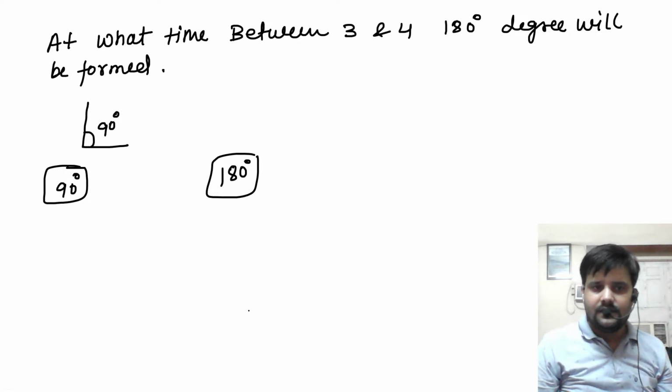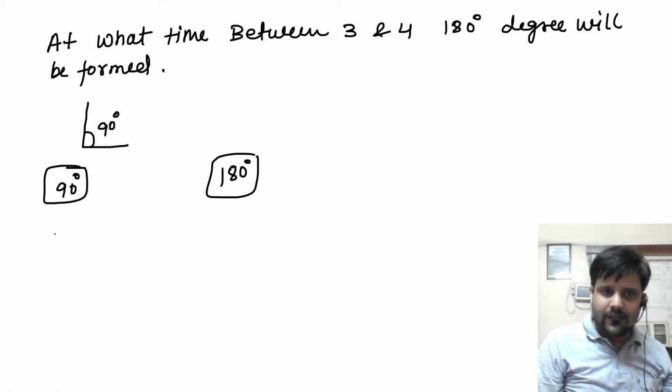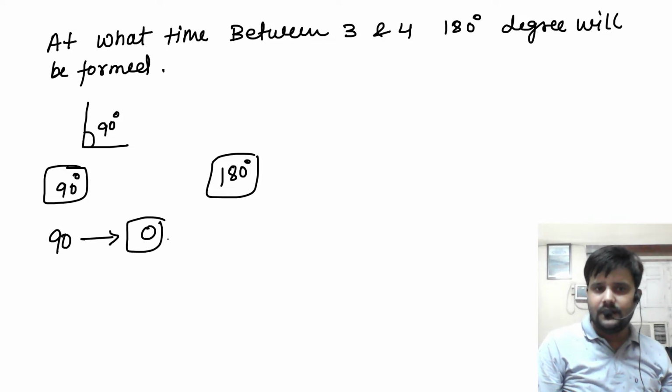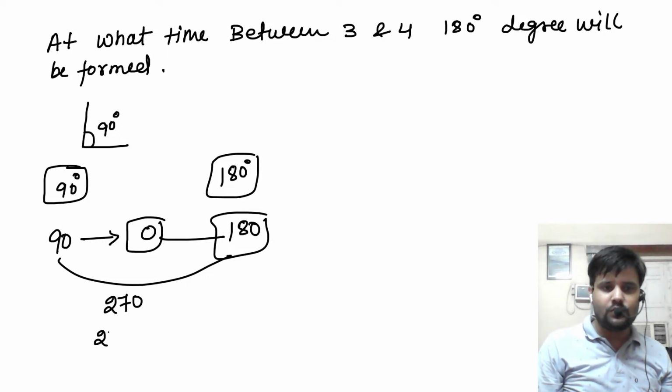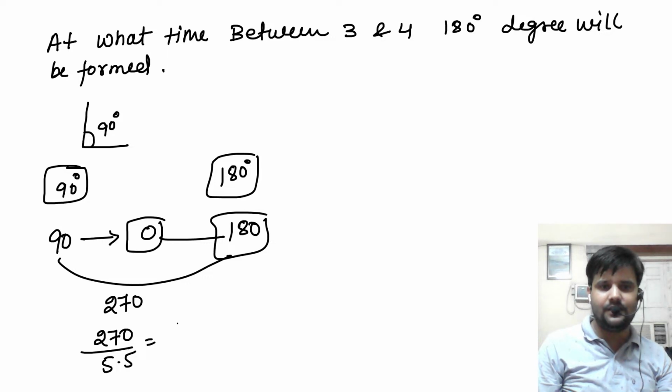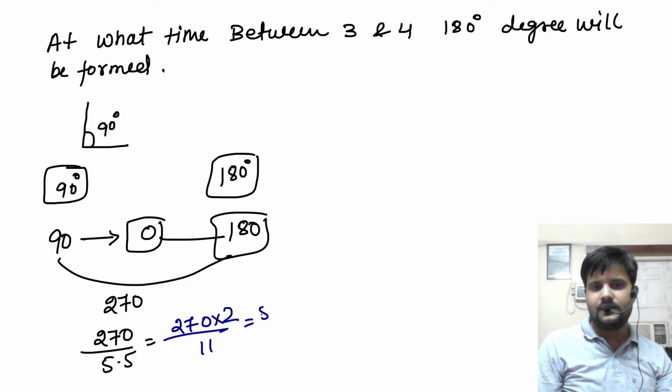Getting a point? So to calculate this angle from 90, we have to go till 0 first, then from 0 we go till 180. How much distance do you have to cover? You have to cover 270 actually. So 270 at the speed of 5.5. The time taken would be 270 multiplied by 2 by 11, which means 540 by 11. 540 by 11 means 49 1 by 11 is your answer.